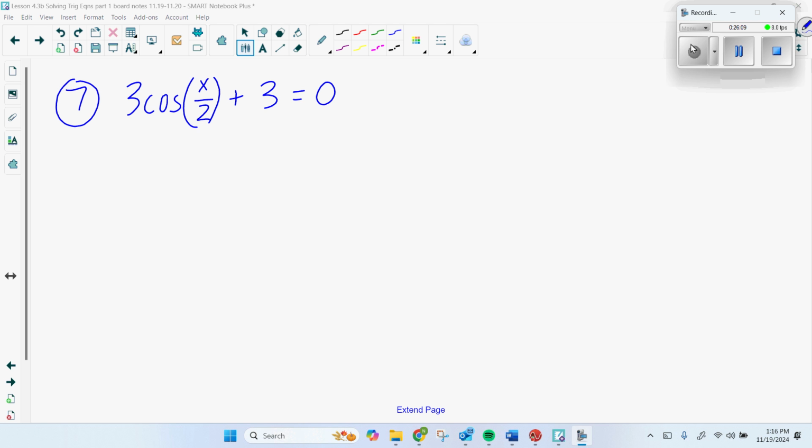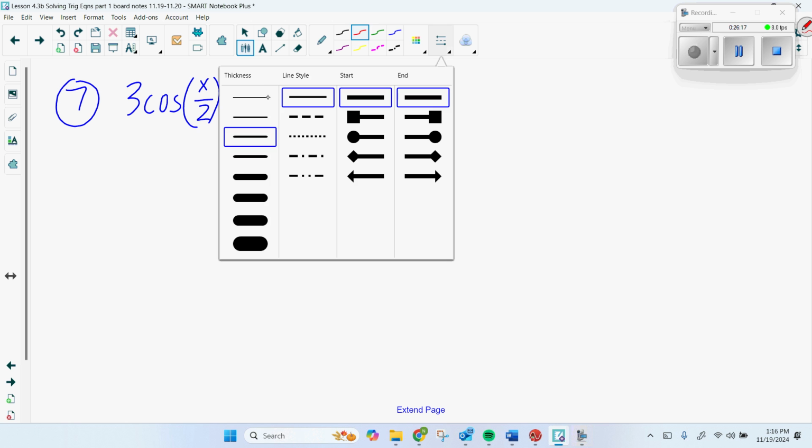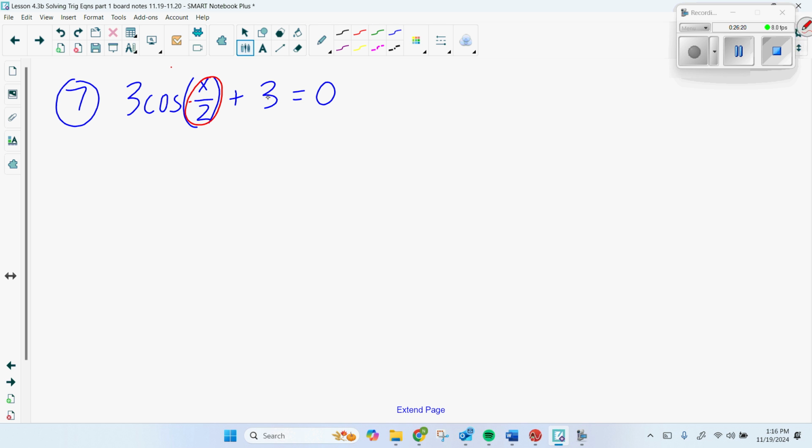Do y'all like the big theta, or do you not need the big theta? How do you feel about it? You like the big theta? Okay. So I'm going to go ahead, just because that looks kind of weird, and put a big theta right there. Just treat that like a theta. What's the first step?